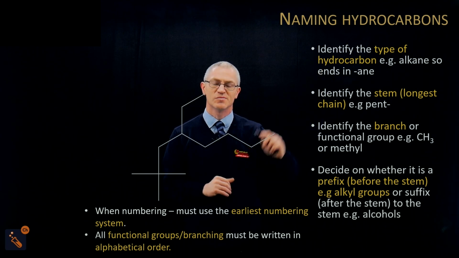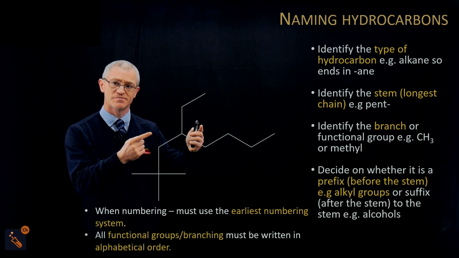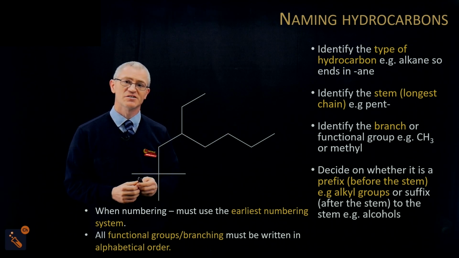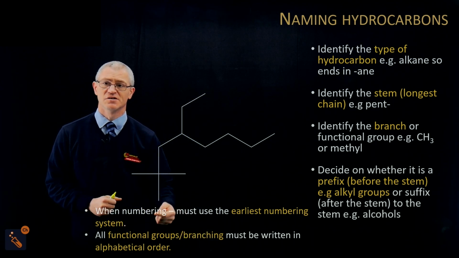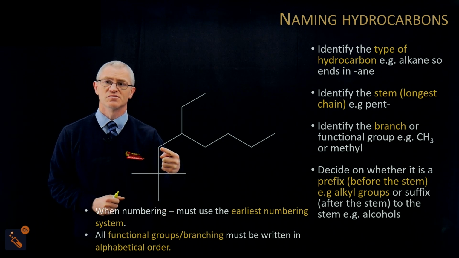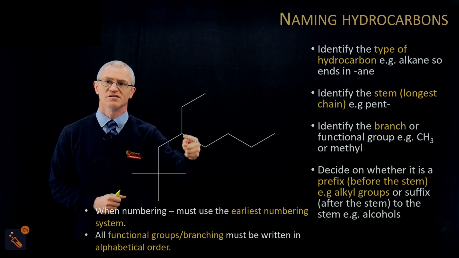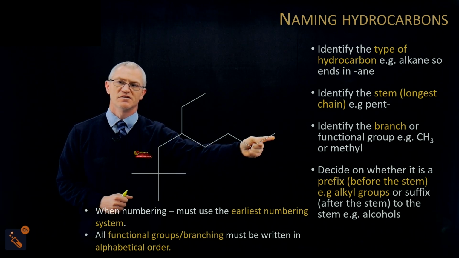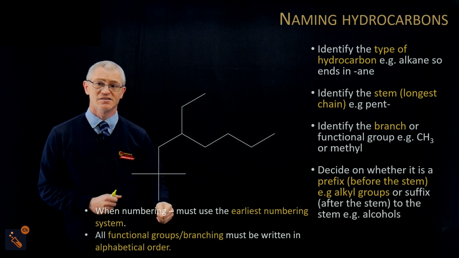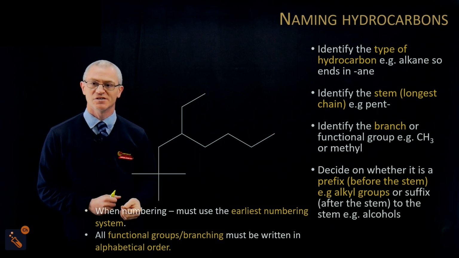So our rules are identify the type of hydrocarbon. So you can see here, this is an alkane. So because it's an alkane, we can identify the stem, the longest chain. And if we look here, let's count. So we've got here 1, 2, 3, 4, 5, 6. So we've got 6 in that direction. 1, 2, 3, 4, 5, 6, 7, 8. So the longest chain is this chain here that goes 8 carbons in length.